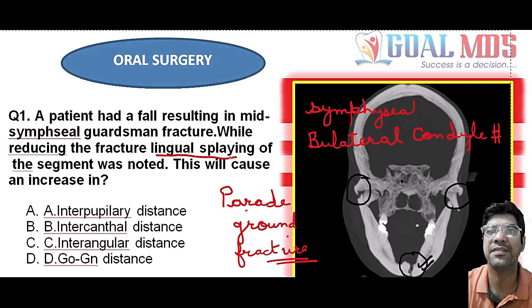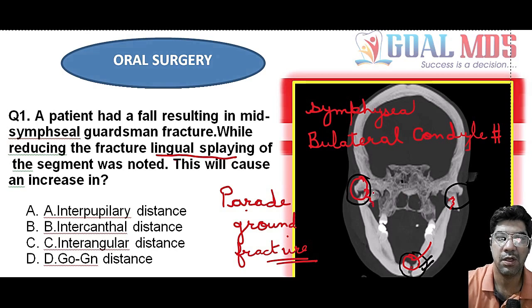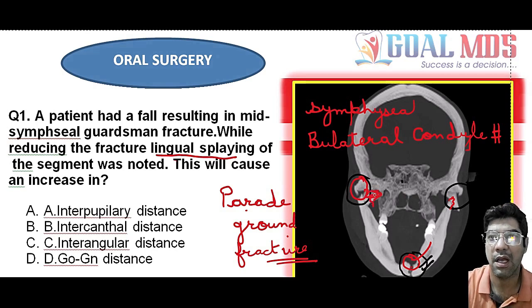So the lingual splaying, what does that mean? The lingual splaying in the question means that there is outward displacement, a separation of the lingual surface of the fractured bone. You will see there will be separation of the lingual side of the fractured bone, particularly in a case with a symphyseal fracture. Here there will be separation on the outer surface.